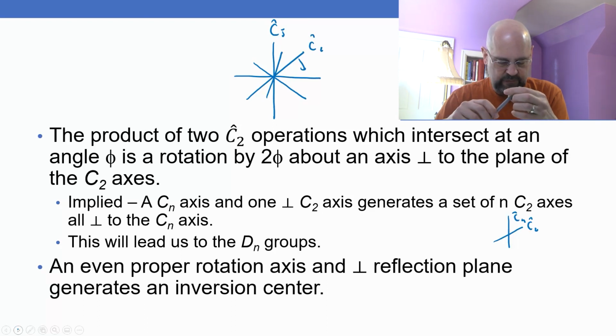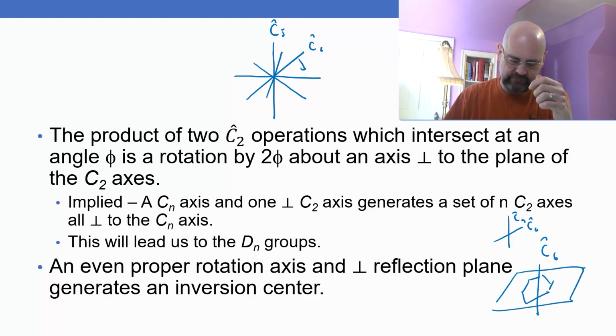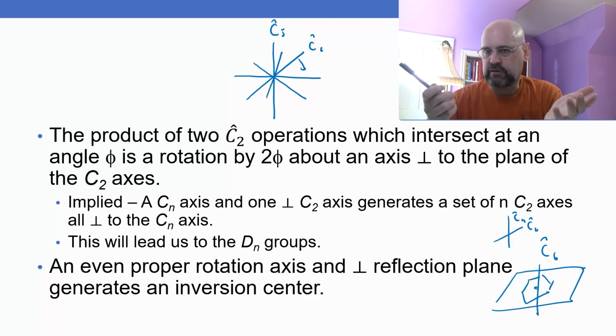An even proper rotational axis and a perpendicular reflection plane generate an inversion center. Again, you'll start to see these molecules, and we'll look at different classes of molecules. Looking at benzene again, there is a horizontal plane, and if I have the rotation and then the plane, that means I have inversion symmetry. Just a conclusion.